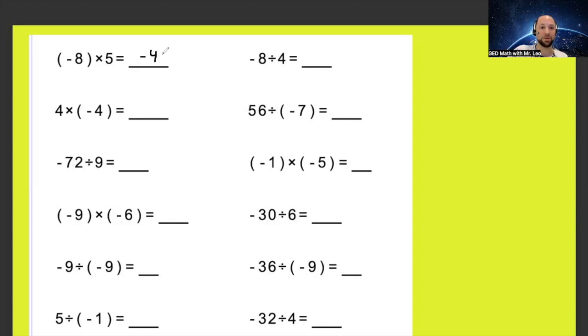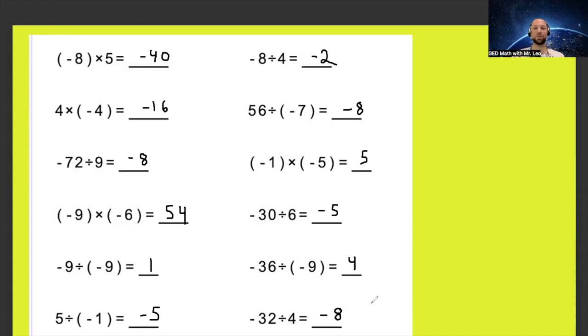First one, negative 40. Moving down the page, negative 16, negative 8, positive 54, positive 1, negative 5, negative 2. Up at the top of the page, negative 8, positive 5, negative 5, 4, and negative 8. How was it? Did you get those right? Is this feeling pretty good? Let's go a little further.